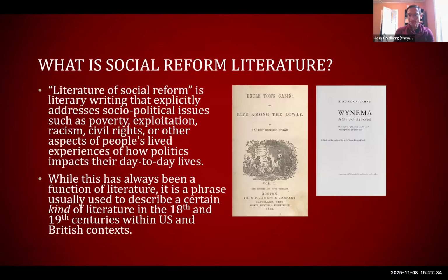So, what is literature of social reform? You see two examples on this slide from the 19th century. One is the most famous example of social reform literature in the 19th century, which is Uncle Tom's Cabin by Harriet Beecher Stowe, and right next to that is a not as famous but still really significant text called Winema, A Child of the Forest by Alice Callahan. So I have those as examples of two novel-length texts that we're not reading in our class this semester, but that should be on your radar as social reform literature in 19th century American lit.